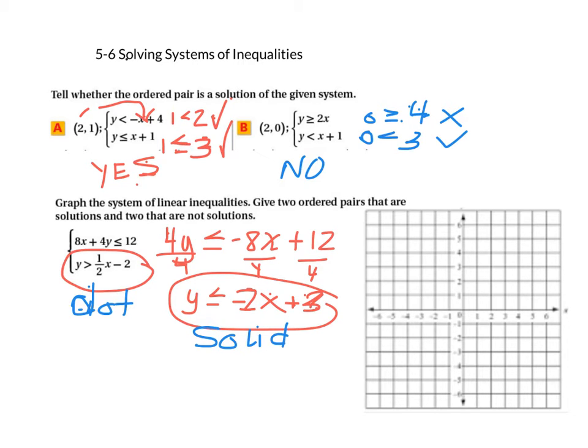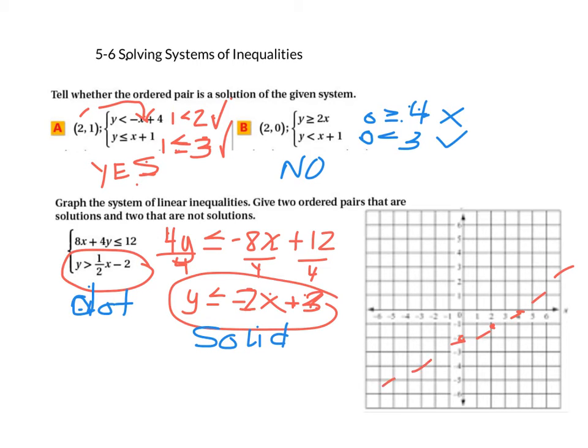y is greater than 1/2 x minus 2. I'm going to start at -2. And my slope is positive, I'm noticing that. I'm going to rise 1 and run 2. Up 1 over 2. Do that again, up 1 over 2. Remember that it's a dotted line.